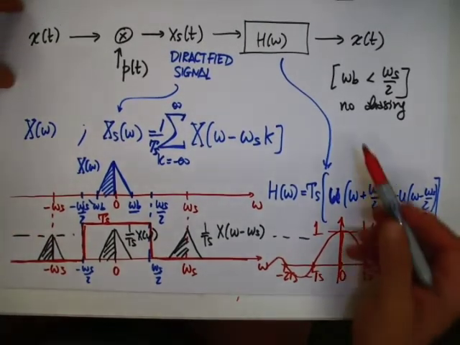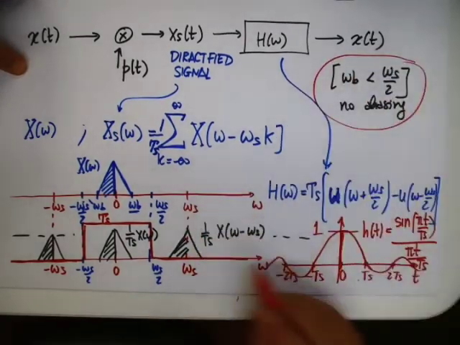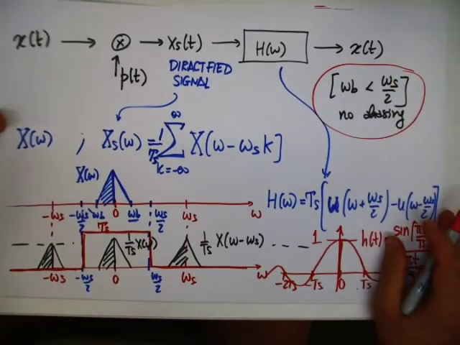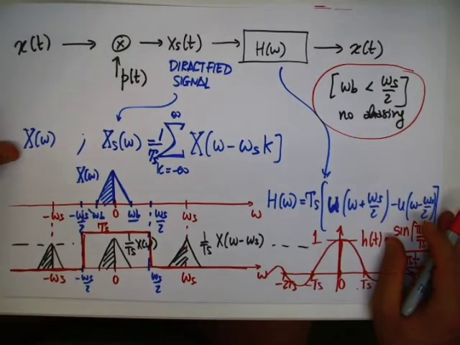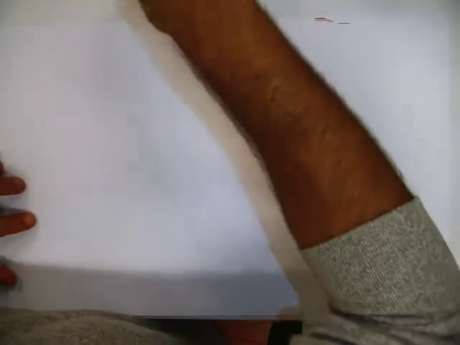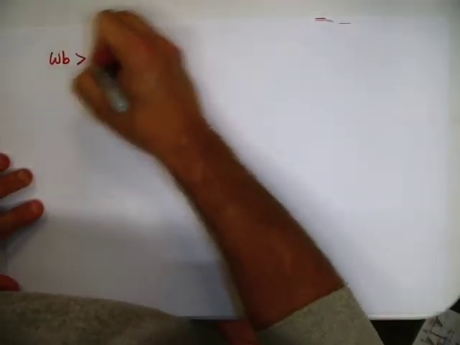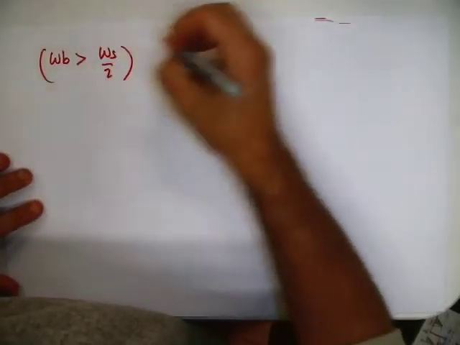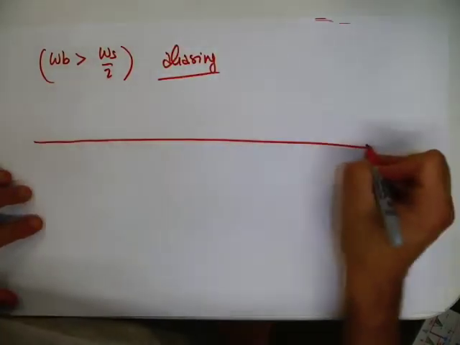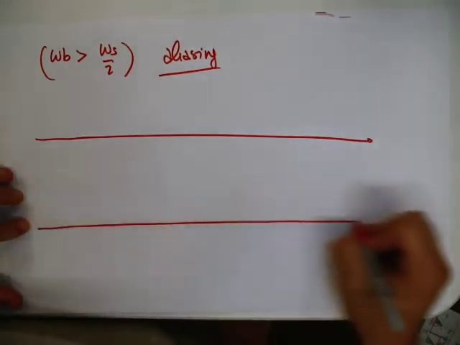Now, what happens if this condition is not satisfied? Then we will have aliasing, and we cannot recover the original signal because we get spurious frequencies that are aliased onto the spectrum. Let's see a case in which omega b is greater than omega s divided by 2, so we have aliasing. That would be something like the following.